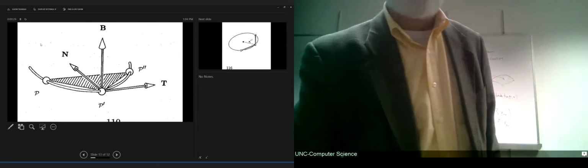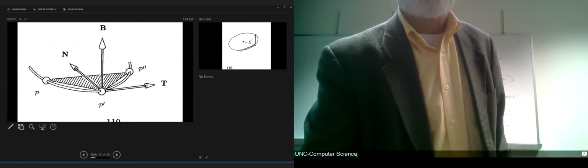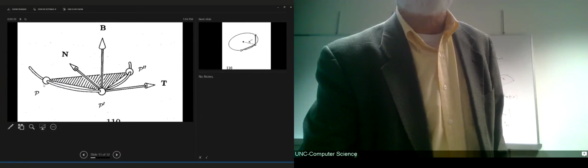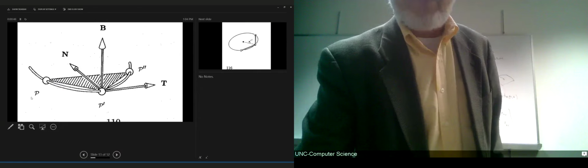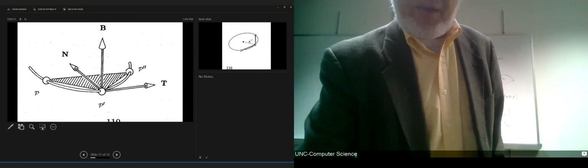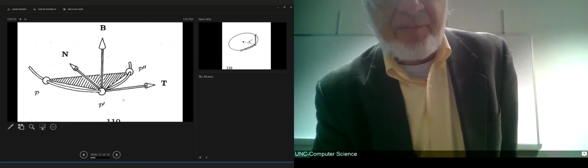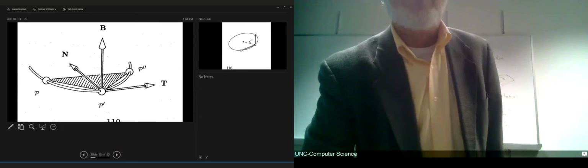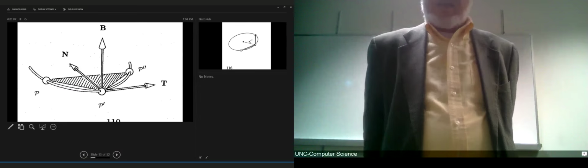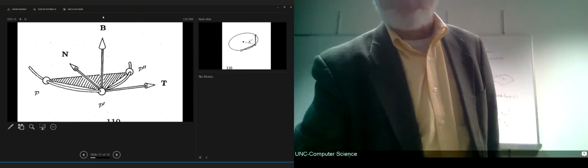That is to say, if you take three points, the point P, a point epsilon along the curve, and another point epsilon along the curve in the other direction, and you let epsilon be very small, and you fit a plane, or put another way, a circle to those three points, you get the TN plane. And then orthogonal to that, you get the binormal B.